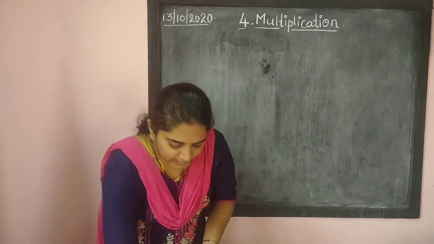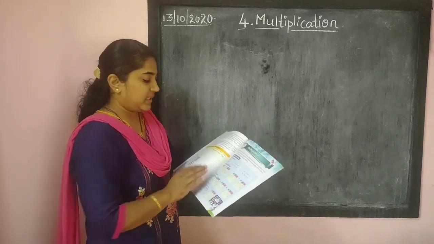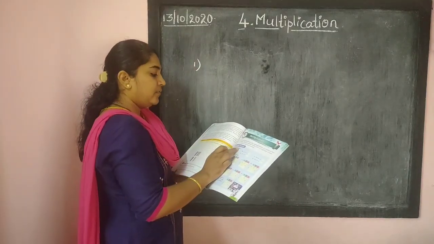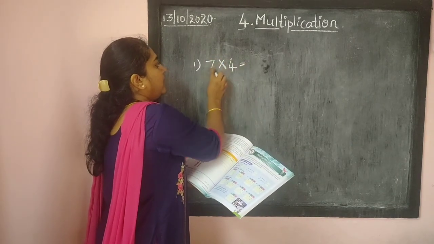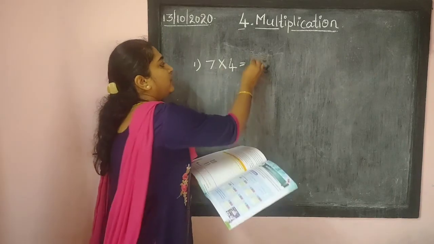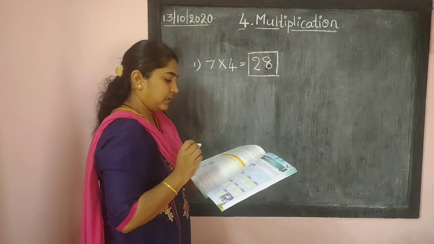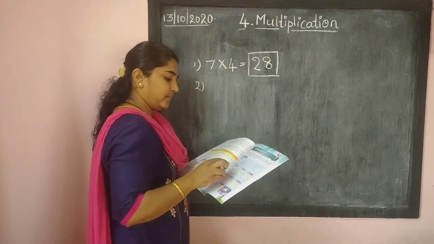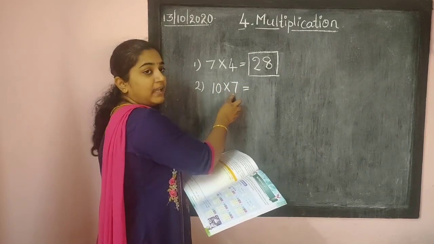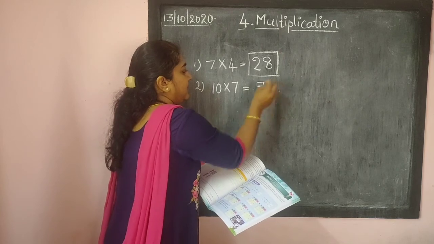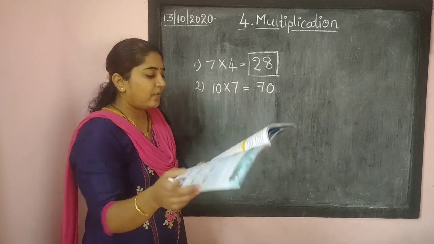Now I will show you some examples which are given in the textbook. See. Fill the boxes. First one is 7 into 4. What are 7 fours? 28. And one more is 10 into 7. 10 sevens are 70. This everything you have studied in the previous classes.